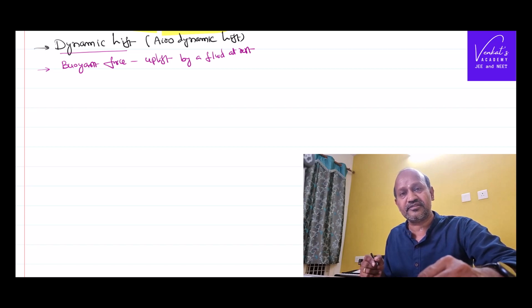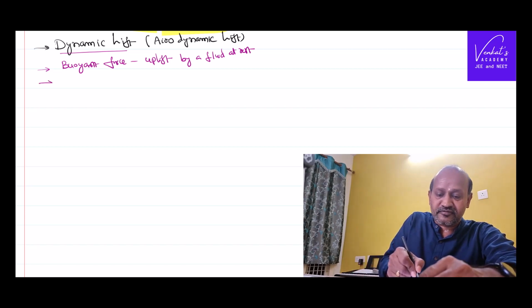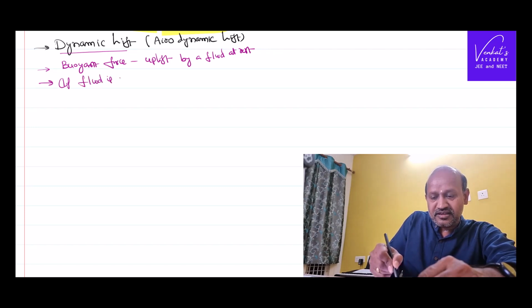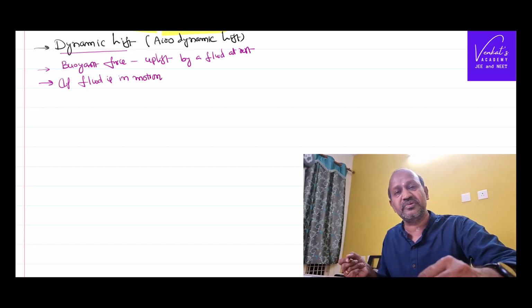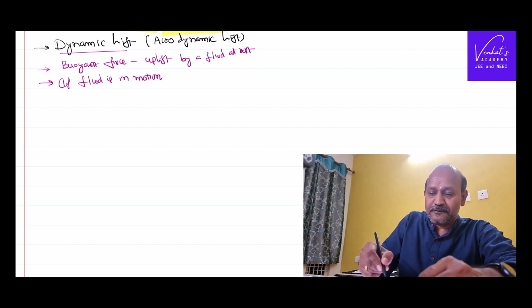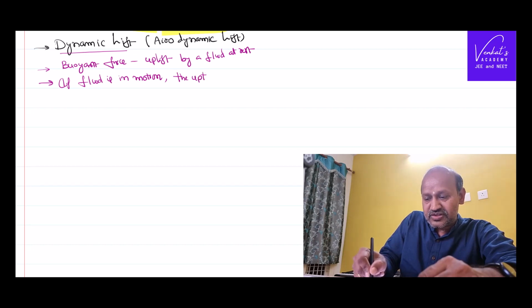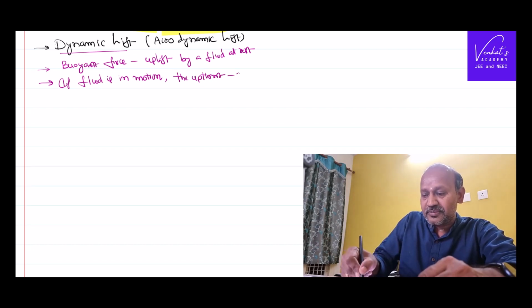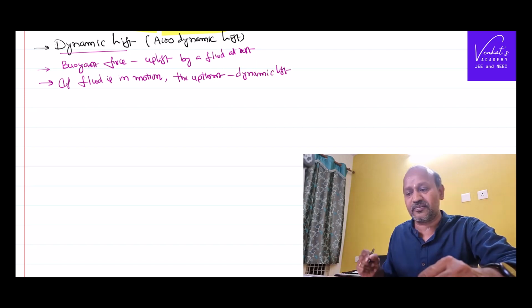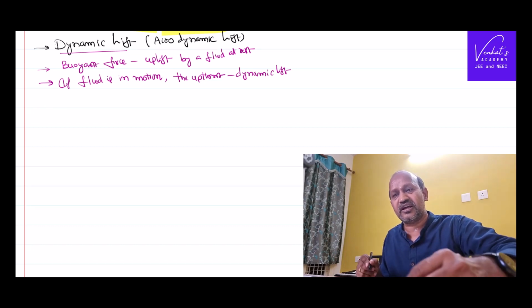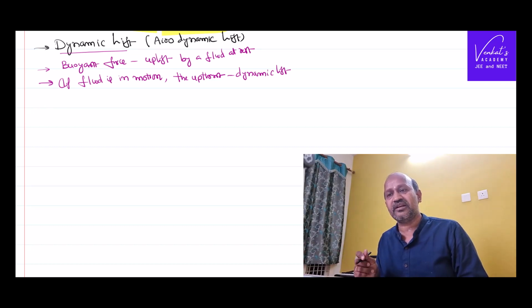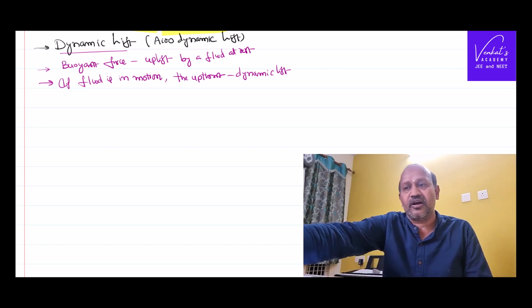Here we are extending the concept further. What if the fluid is in a state of motion? If the fluid is in motion, or there is a relative motion between the fluid and the body, then it experiences an upthrust. That upthrust we call dynamic lift. That's what we are going to understand now. Of course, if it has happened due to air, we can call it an aerodynamic lift. We want to understand how that happens.